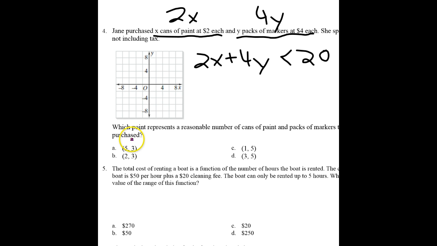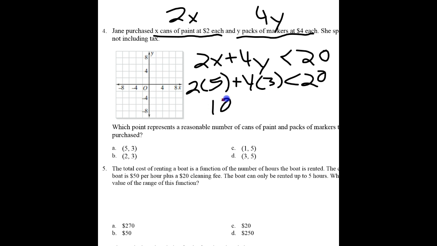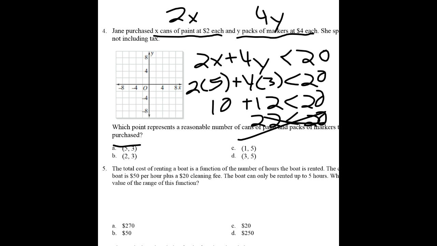So anytime I'm looking for a solution to an inequality, remember all I have to do is plug in my answers. And let's start with A. So I'm going to plug in the 5 for the X, and I'm going to plug in the 3 for the Y. And I'm going to end up with 10 plus 12 is less than 20, but 10 plus 12 is 22. And we know 22 is not less than 20, so the answer is not A.